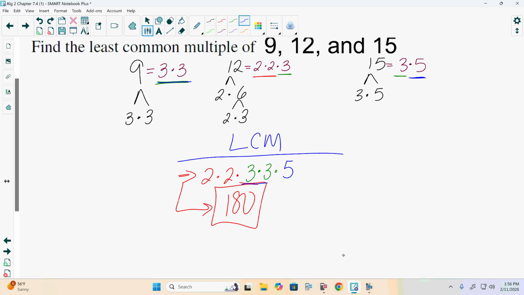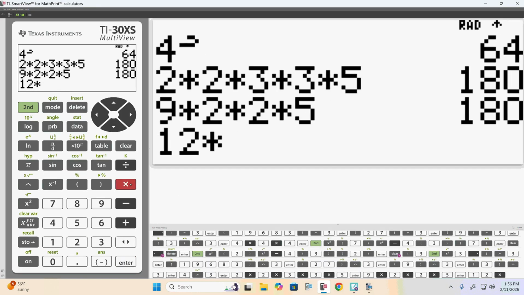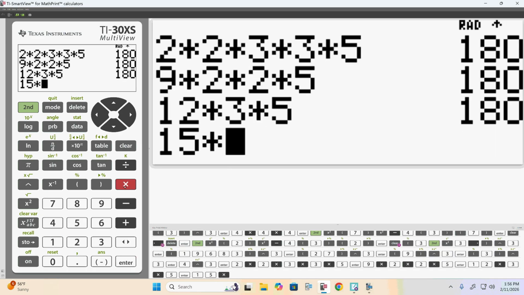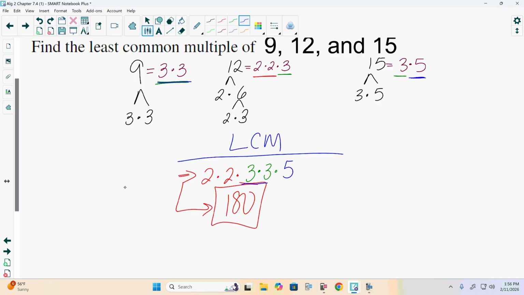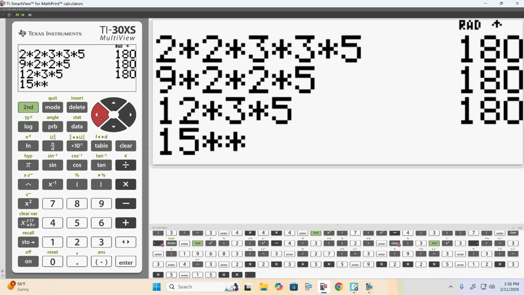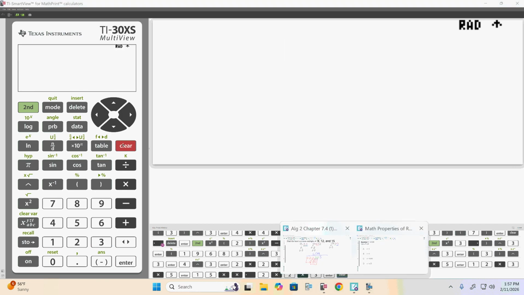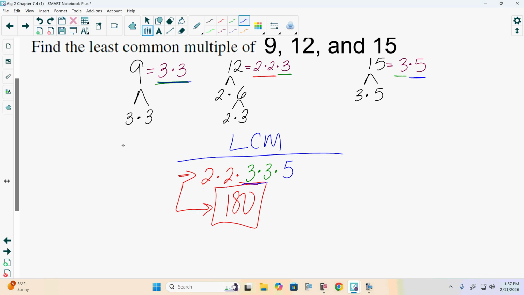The 12 has the 2 2s and 1 3. It's missing a 3 and a 5, yes? So if I say 12 times 3 times 5, we get 180. And the 15 has a factor of 3, has a factor of 5. It's missing the what? The 2 2s and a 3. Times 2 times 2 times 3. That's 180. Questions on this here?